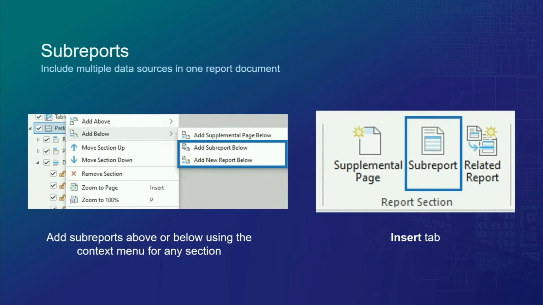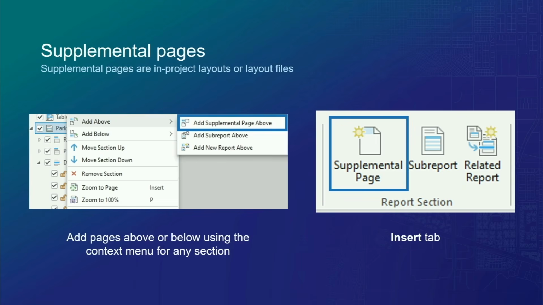Now, sub-reports are additional report sections that can be added to the report document. They can be existing project reports, they can be report files on disk, or you can just create a whole new one. If we create a whole new one, we're going to get that added item in our project as well.